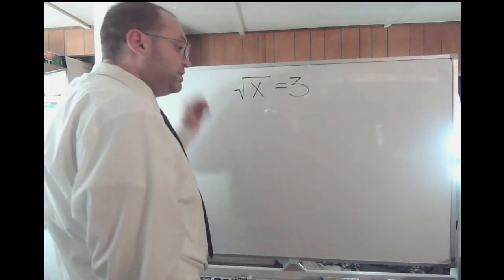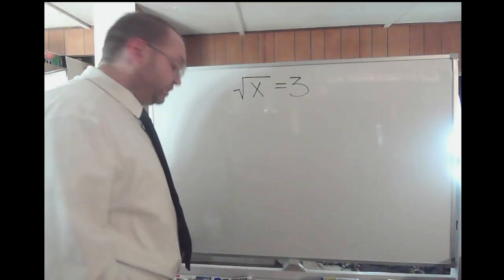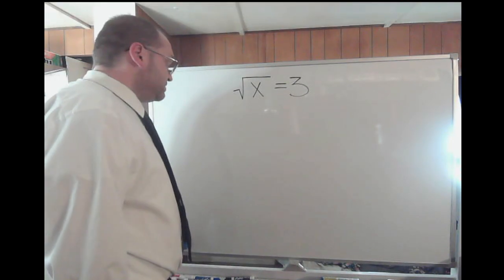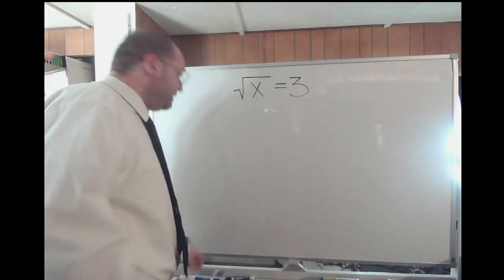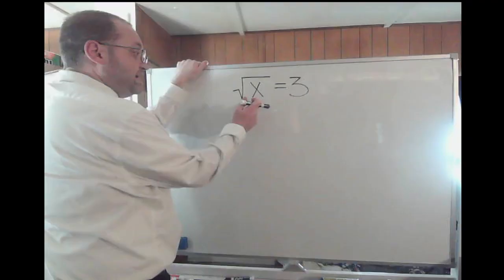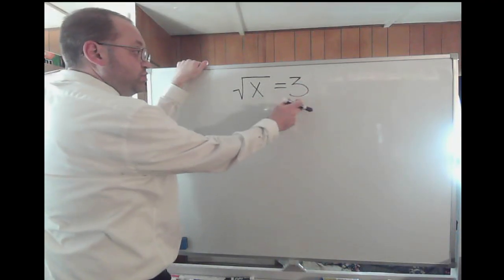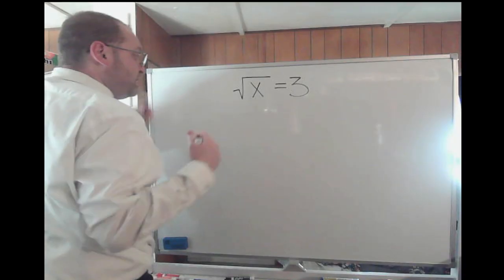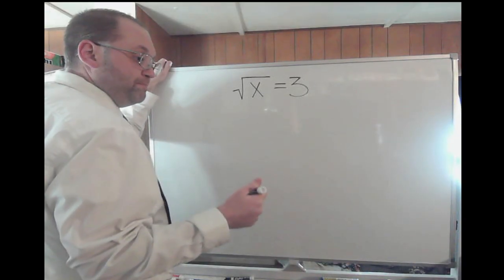So today we are going to solve simple radical equations. And those types of equations are honestly like what you see here. You're going to have the variable inside of the square root set equal to a number, such as the square root of x equals 3. But we want to solve for x, right?